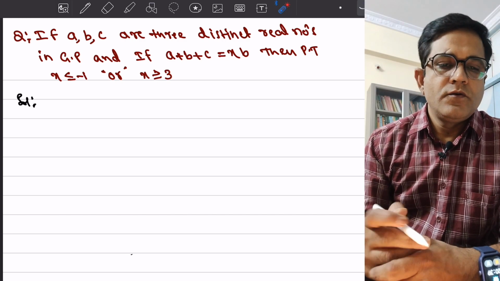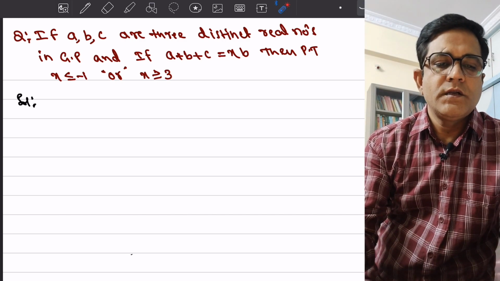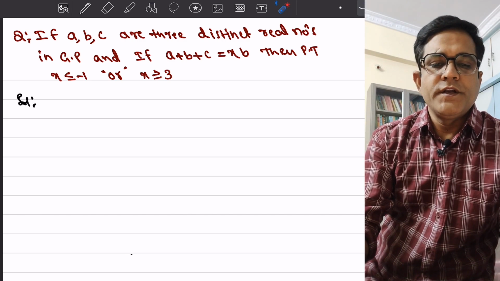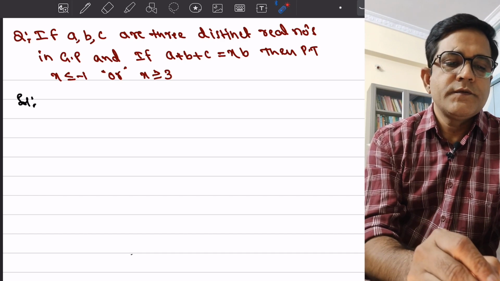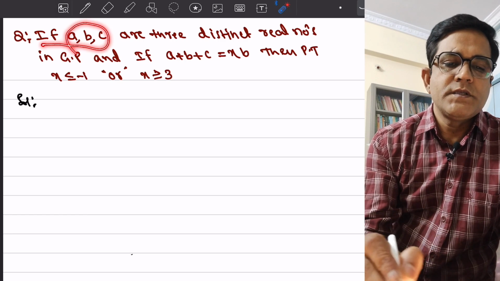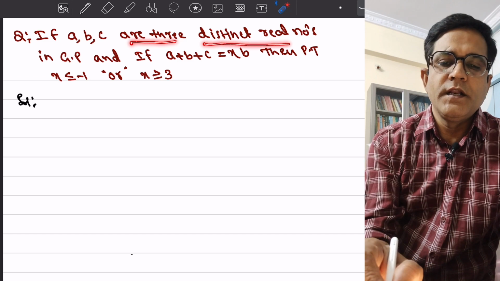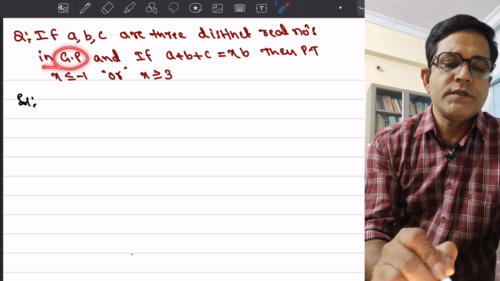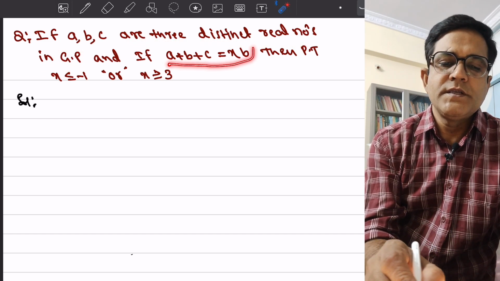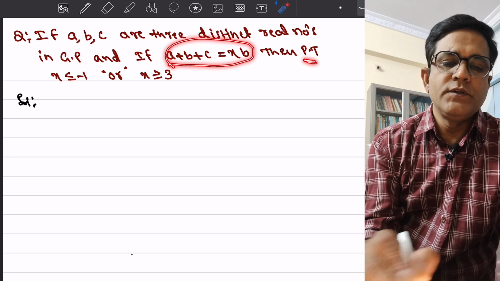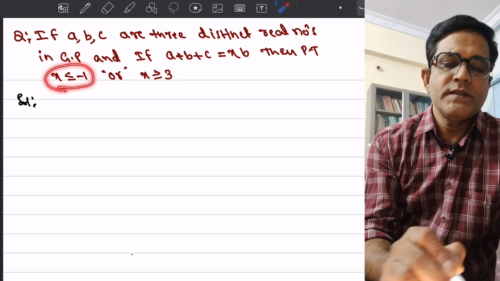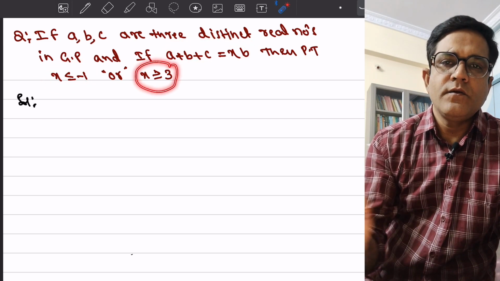Dear students, today we will solve one problem based on quadratic equation and progression concept. So the question is, if a, b, c are three distinct real numbers in geometric progression, and if a plus b plus c is equal to xb, then prove that x is less than or equal to minus 1 or x is greater than or equal to 3.